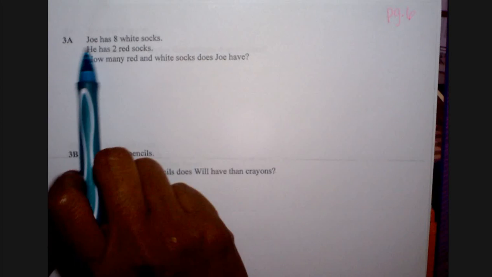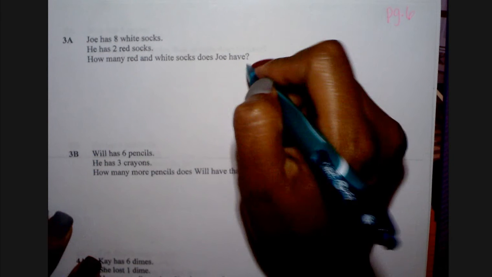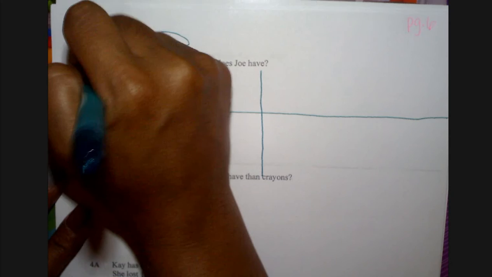So first thing we do for every problem, we have to read it. Joe has 8 white socks. He has 2 red socks. How many red and white socks does Joe have? So we draw our upsie, and then we will circle the important information. So we know that he has 8 white socks, 2 red socks. How many is a key word that is going to tell us to add. We will be adding the red and the white socks.